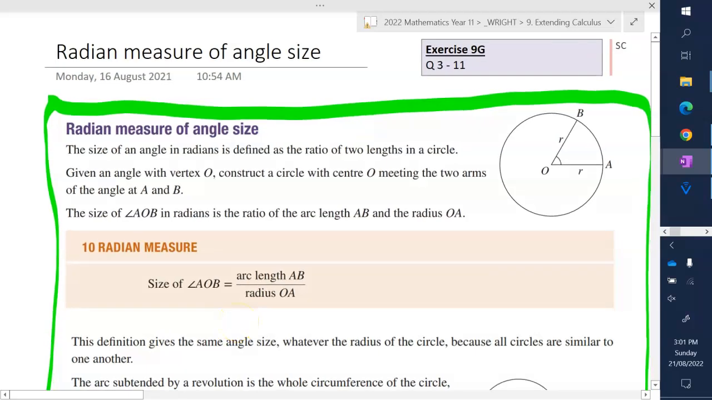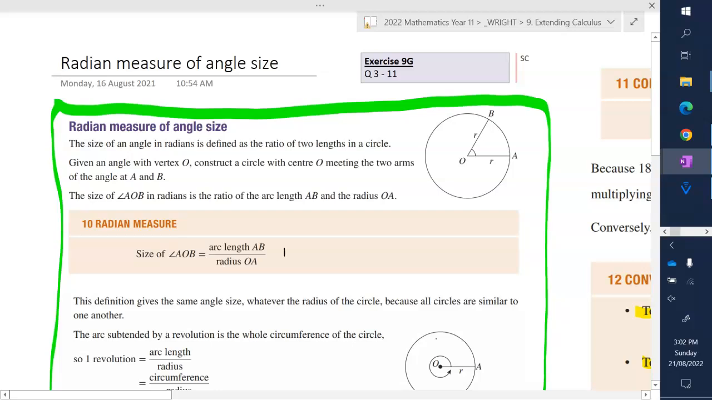So imagine we had a circle of center O, and we've got two radiuses drawn into that circle, and the radius is of size r. Now, what we can think of in terms of finding the size of the angle AOB, so our angle in the center here, is it's basically the ratio of the arc length AB to the radius OA, if we want to measure in radians.